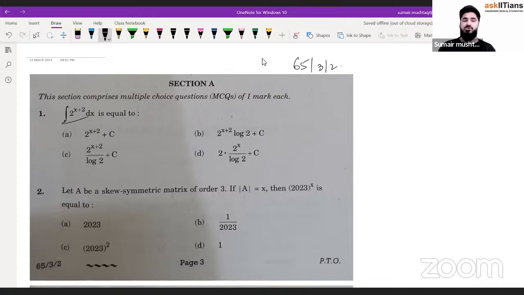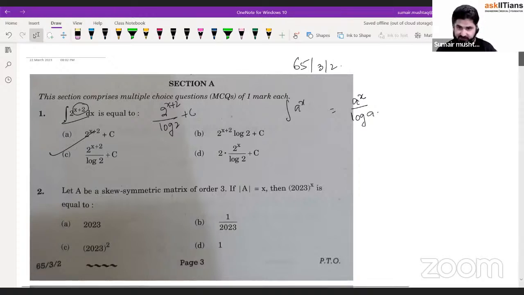Let's start with the first question. If you have any integral of the form a to the power x, you know its integral is a to the power x divided by log a, right? Now what is here a to the power x log a? This is your function, so its integral will be 2 to the power x plus 2 divided by log of 2 plus constant of integration, that is option number C. Correct? Fine.